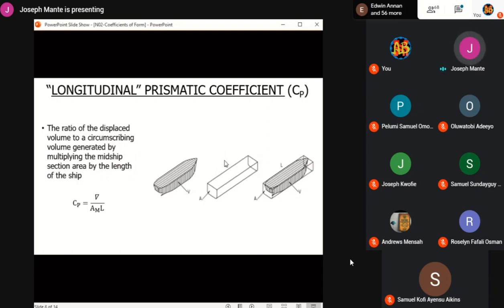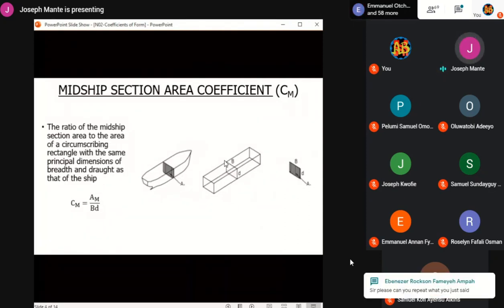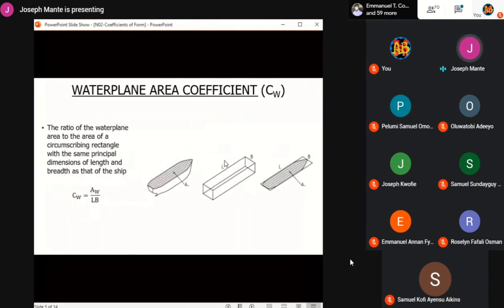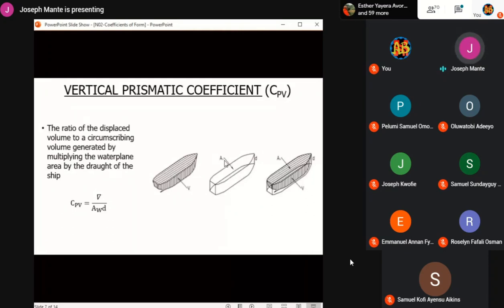So all these representations, you have to know them. When I say CP, what is the meaning of CP? Because I will not mention prismatic coefficient. When I mention CW, you should know that's the waterplane area coefficient. If I say midship section area coefficient, you have to know it's CM. If I say block coefficient, you have to know that it's CB. So you have to know all these things.